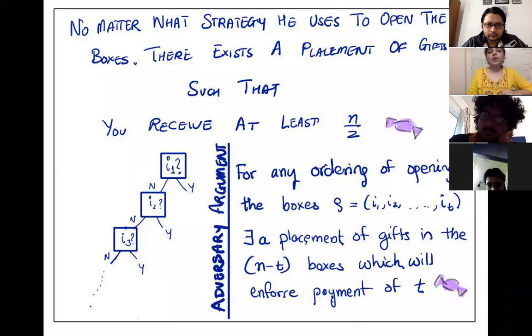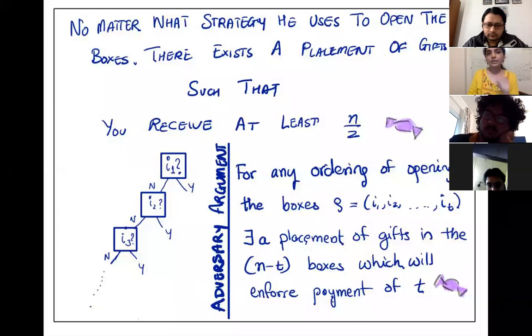This is often called the adversary argument. In the adversary argument, for the decided strategy of the opponent, you adversarially choose a position for the gifts to be put in a way that a certain amount of payment is mandated from your opponent.